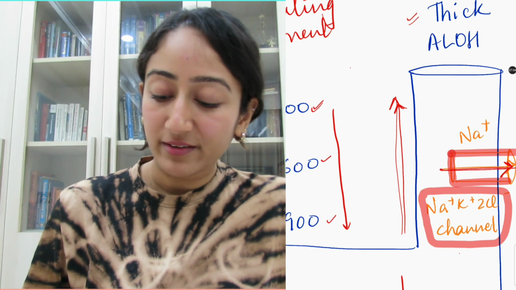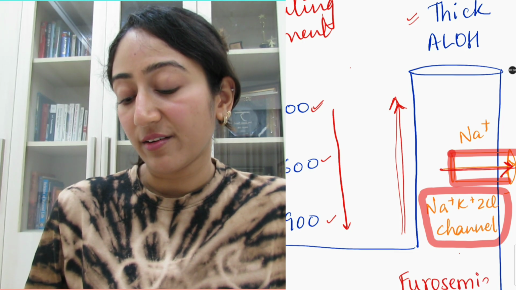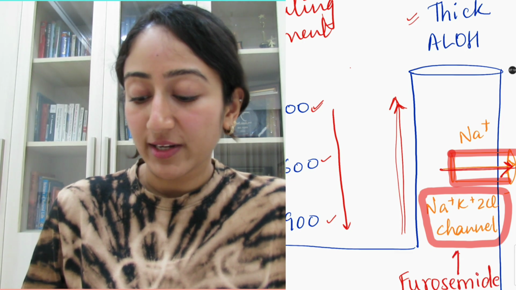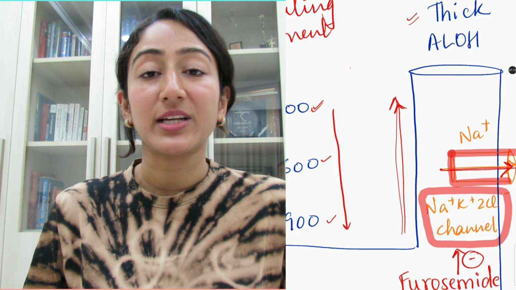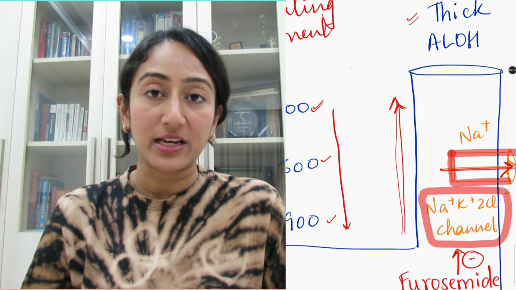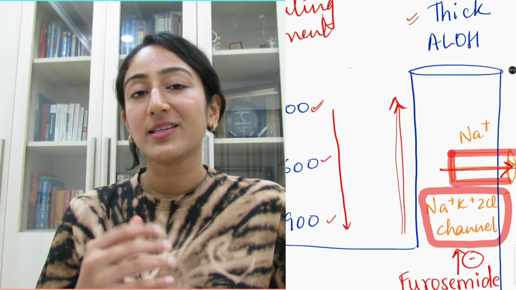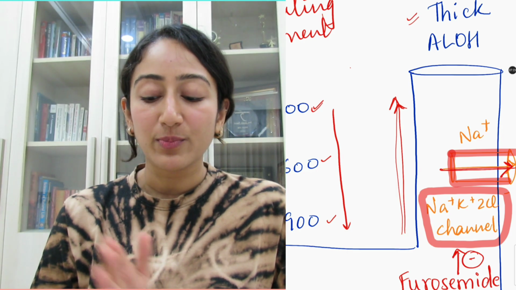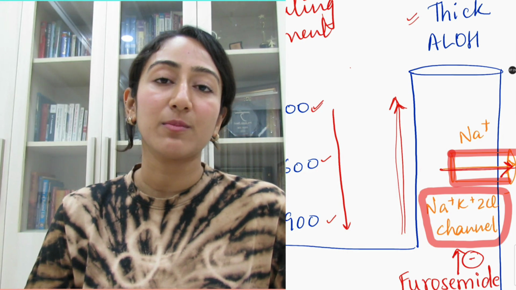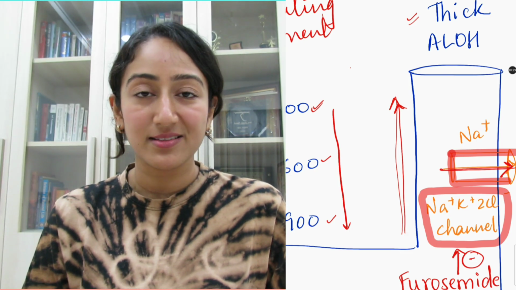So the name of that drug is furosemide. Furosemide is a drug which is used to inhibit this sodium potassium 2 chloride channel. Now how this drug works is, by inhibiting this channel there will be less reabsorption of sodium, and we know that sodium is a cause of hypertension. Hence, by using furosemide we can decrease the blood pressure in hypertensive individuals. So you guys will be learning this in medicine and pharmacology.